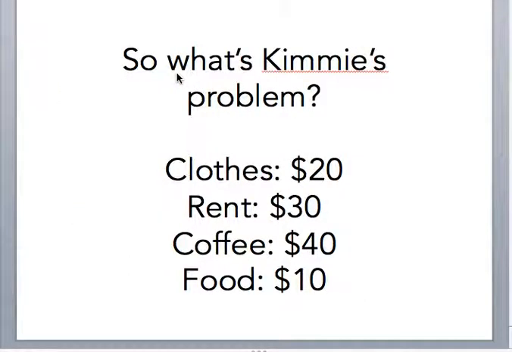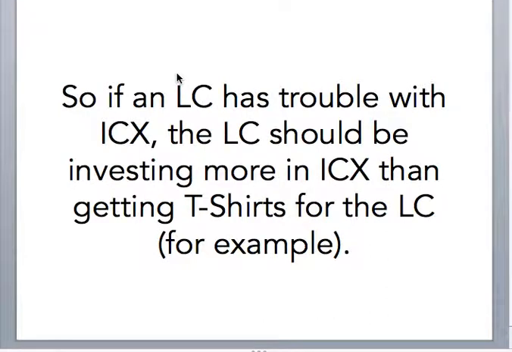Obviously the answer is to change around my budget so that I'm spending less on clothes, less on coffee, and more on food so that I'm solving my problem. This is the same within an LC. If your LC, which a lot of LCs do, has a problem with ICX, then your LC should be investing more in ICX than it should be in OGX, which might already be succeeding, or in member recruitment, which you might need to optimize that process for.